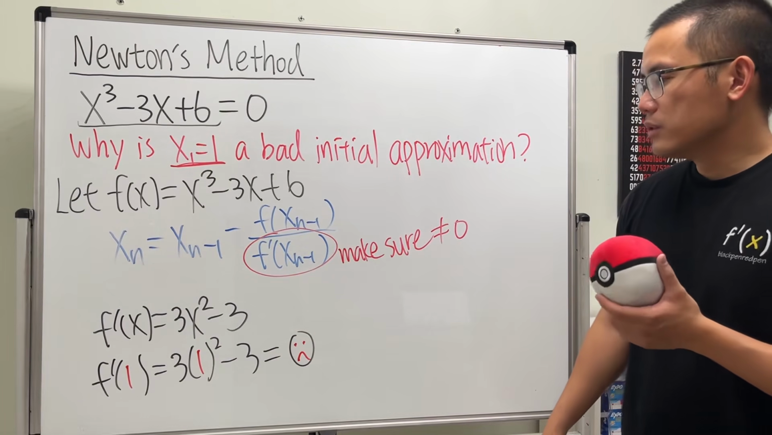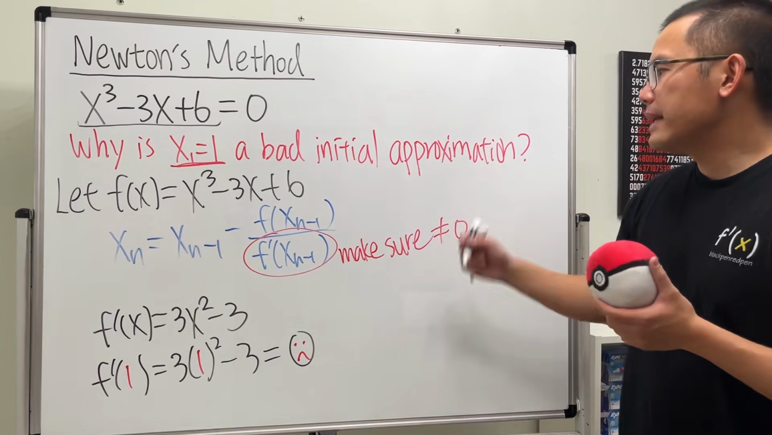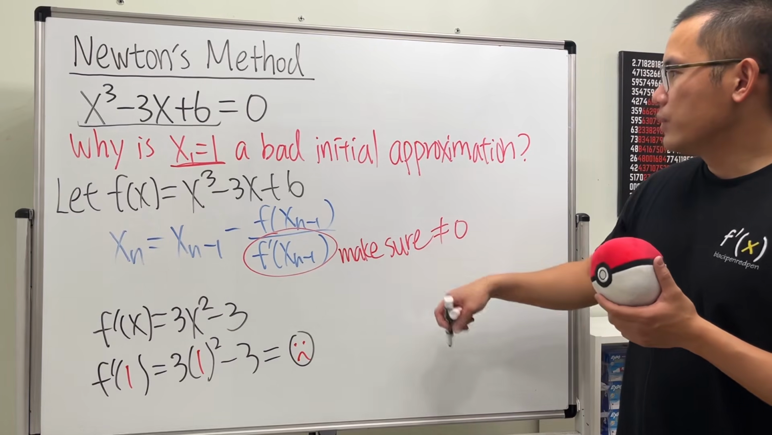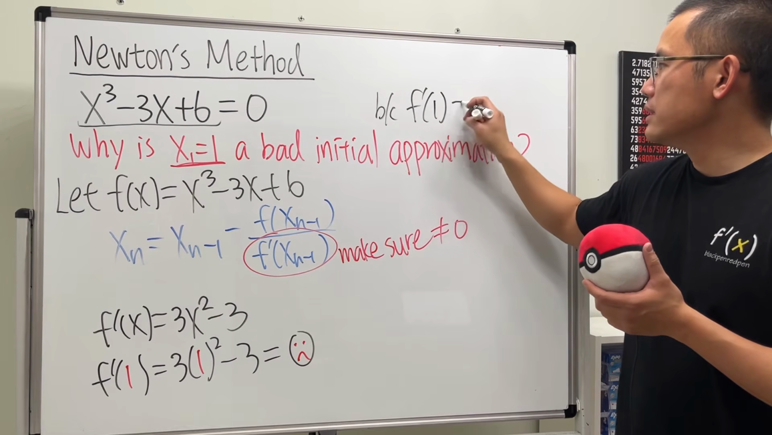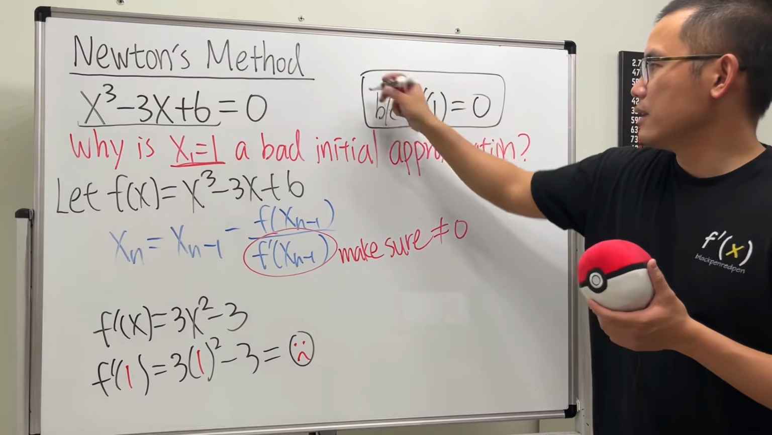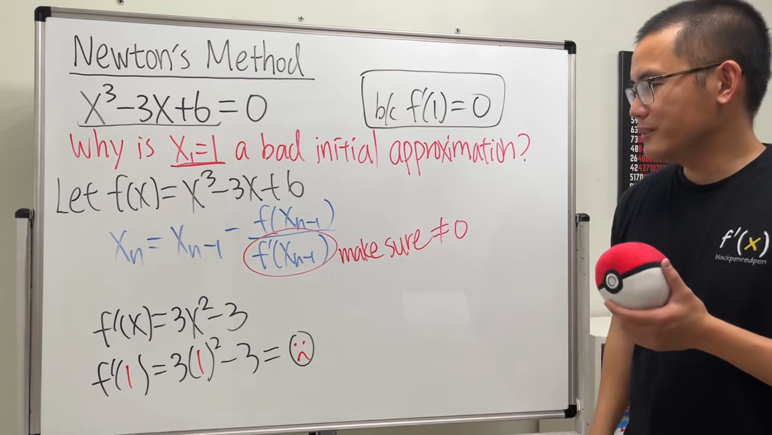We cannot. So why is this a bad initial approximation? Well, I'll just tell you that because f prime of 1 is equal to 0. Perhaps this is the shortest way to answer this question. And that's it.